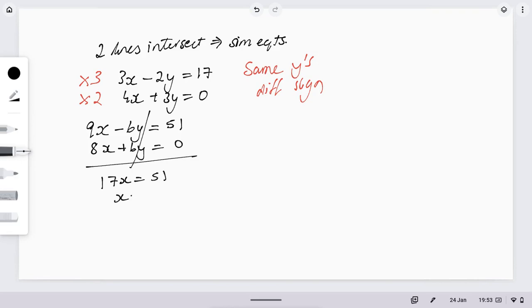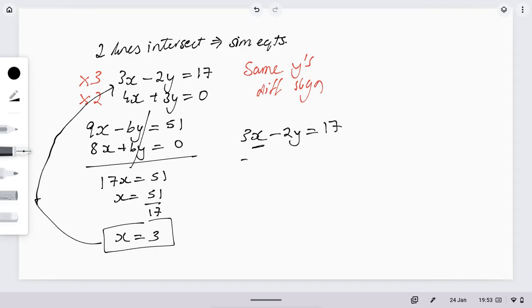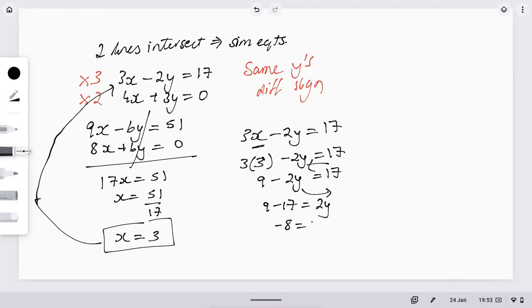17x is equal to 51. X is 51 over 17. X is equal to 3. And fill that back into any of these equations. I generally just throw it into the top. So instead of saying 3x minus 2y is equal to 17, I'm replacing the x with 3. So 9 minus 2y is equal to 17. Bring across maybe your minus 2y. Minus 8 is equal to 2y. Y is equal to minus 8 over 2. Minus 4 is equal to y.